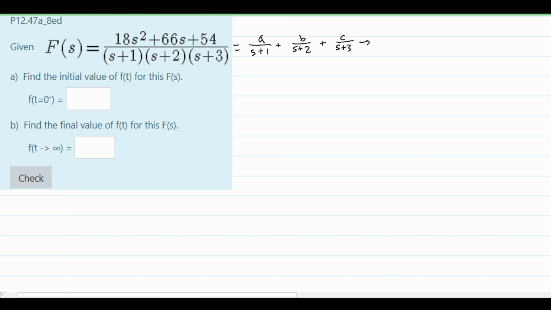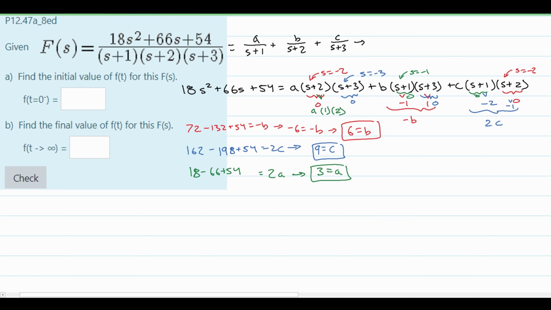I'm then going to multiply both sides by s plus 1, s plus 2, and s plus 3, just looking like this. And after I do that, we get rid of the denominators, and then we're going to have to solve for a, b, and c. In solving for a, b, and c, we're going to get these values. Our a should be 3, our b should be 6, and our c should be 9.